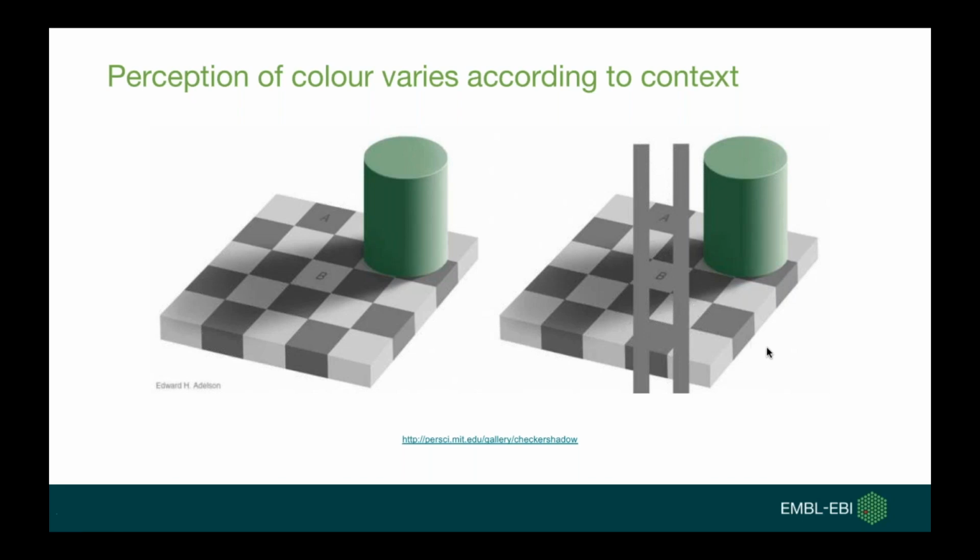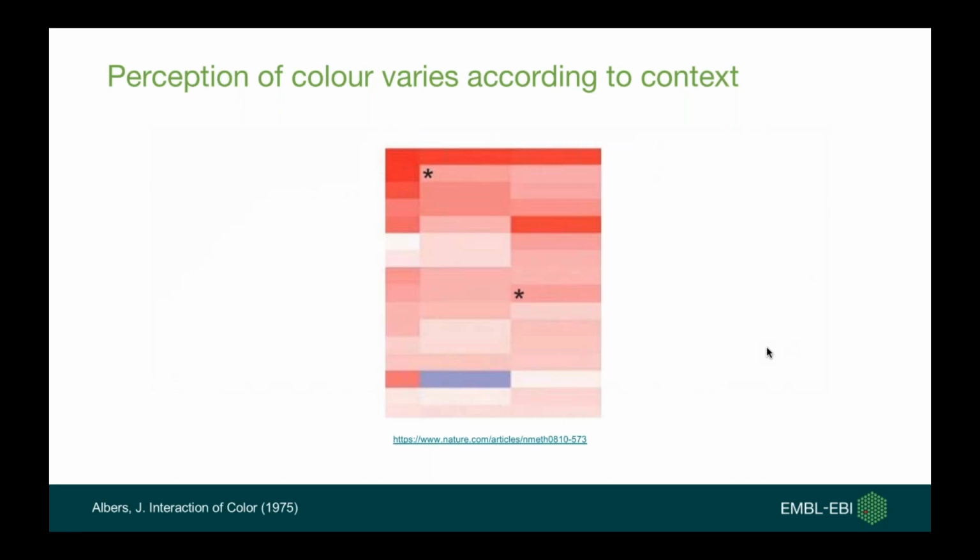So this kind of visual illusion is actually quite important because it happens a lot in heat maps. Again, this is an example from Nature Methods, and you can see how the two squares that are labeled with an asterisk seem to look different, but they're actually the same color. So again, this biases your visualization.